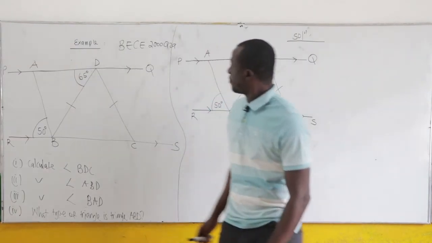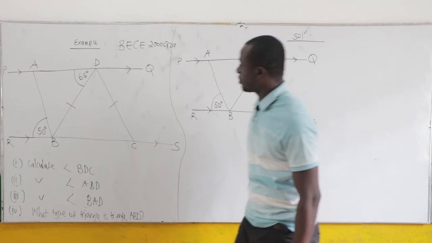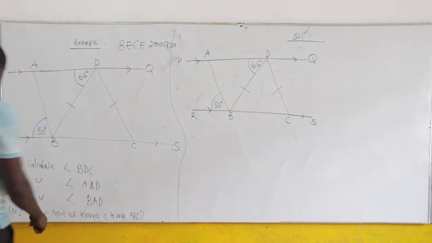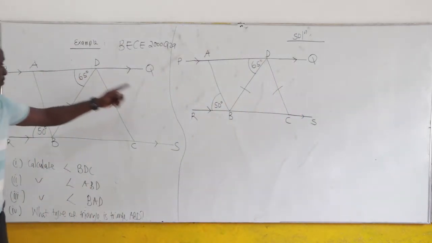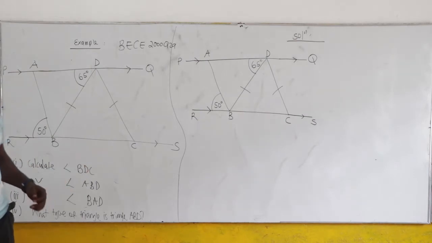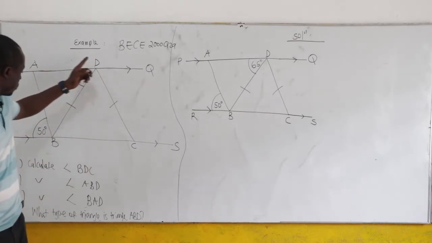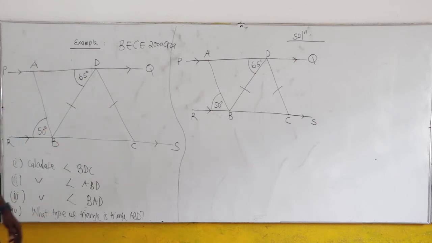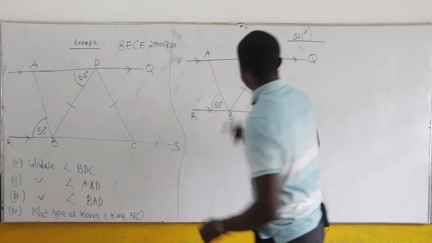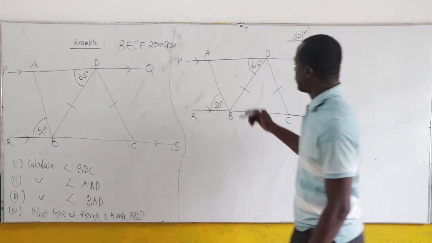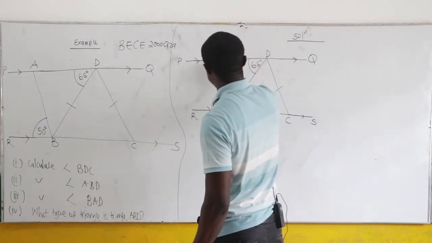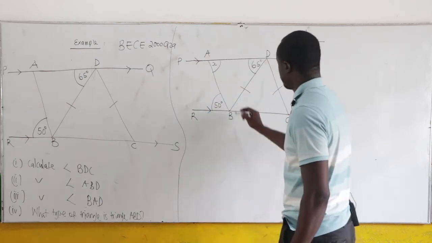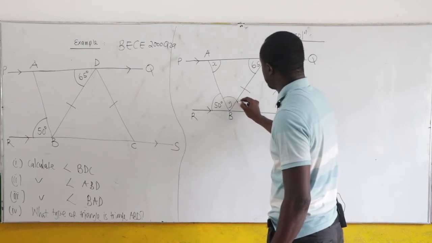Now let's consider this past question. This BEC 2000 question number 2A. Now we are being told, so clearly PQ is parallel to RS, and then DB transversal, AB transversal, DC is also a transversal. Now let's replace the inner angles with variables. So let's suppose that the angle here is X. Now, let's suppose that the angle here is Y.